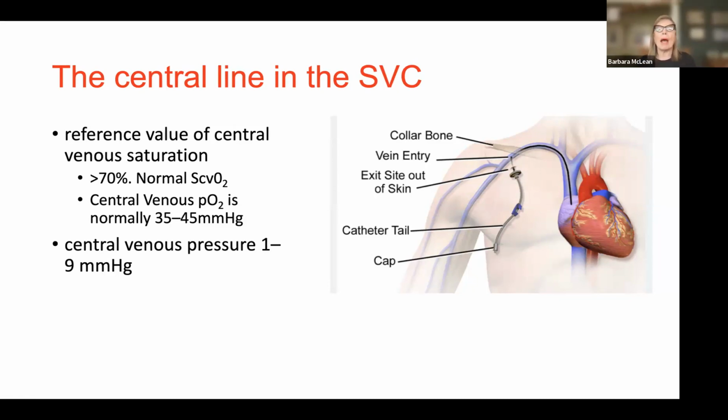Now, let's just think about that as we compare it to arterial sat 95 to 100, arterial dissolved oxygen, PaO2, 80 to 100. It's significantly lower when we're looking at blood that returns through the central vein to the right atria. And of course, we always have the opportunity as well to look at central venous pressure, which normally is about 1 to 9, could be -4, could be 15, but the range is 1 to 9.